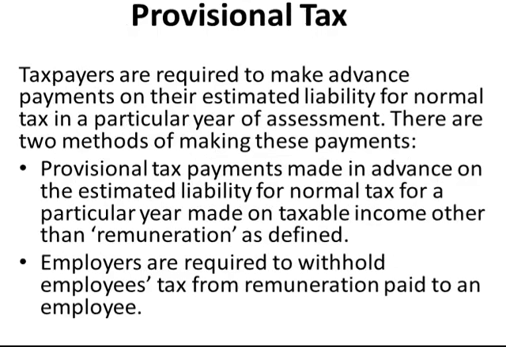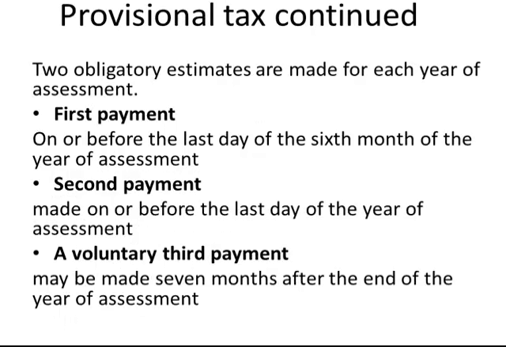Then we go on to provisional tax. Provisional tax is anything other than remuneration that you earn, you will pay provisional tax on it. So there are two obligatory estimates, which is the first payment and the second payment. If you find that you have paid less than the required amount, you are allowed to pay a voluntary third payment. The first payment, let's look at the 2012 year of assessment.